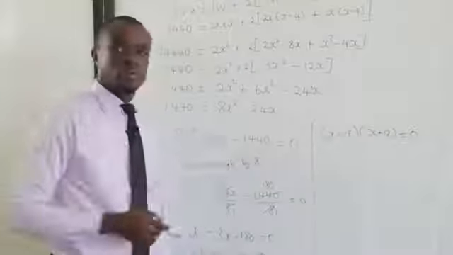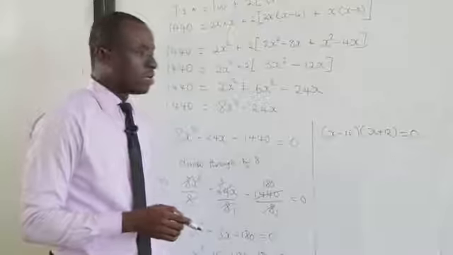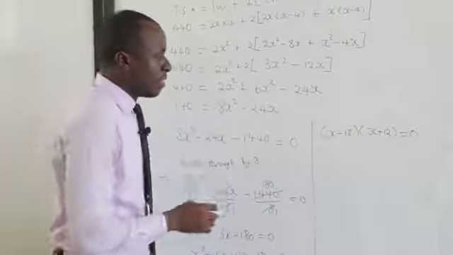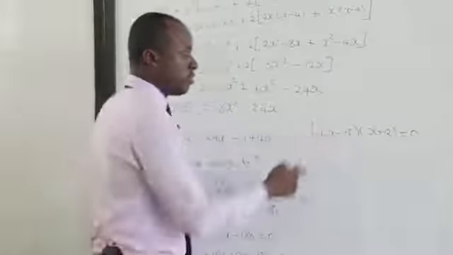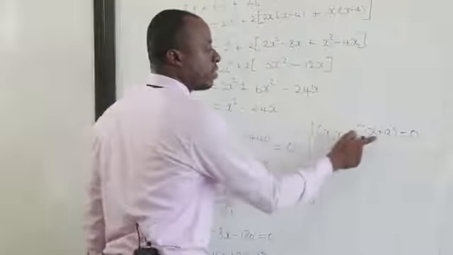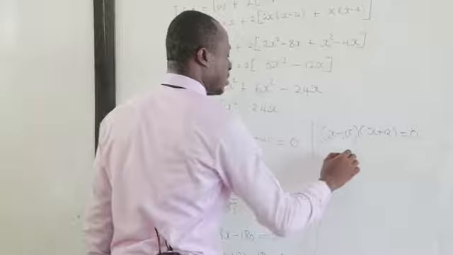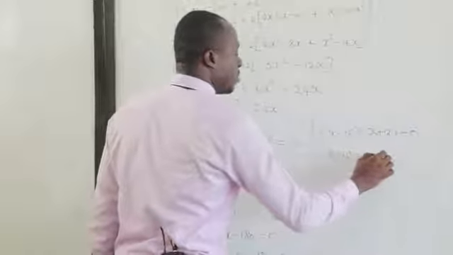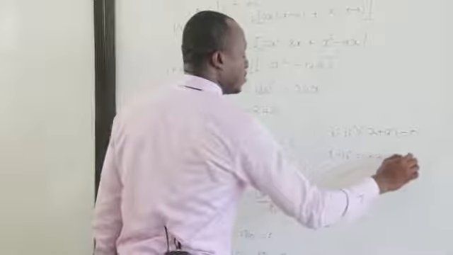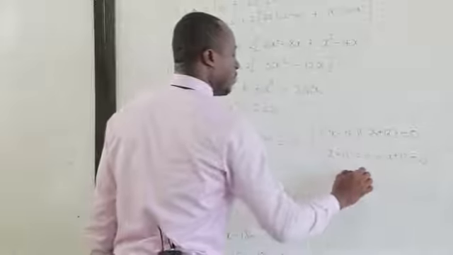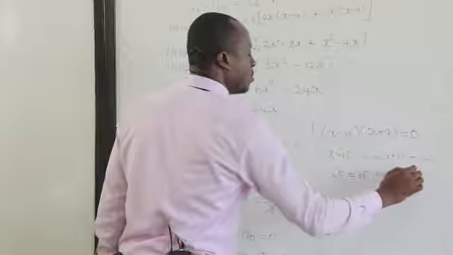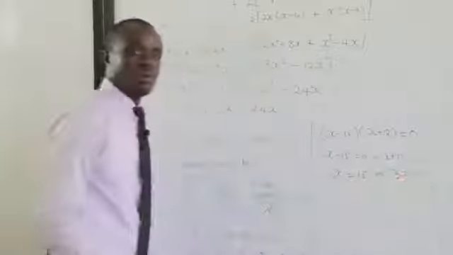Now, we are multiplying two things equal to 0. What should we do? We use the null factor. If you have two things multiplied equal to 0, we say that x minus 15 equals 0, or x plus 12 equal to 0. So you have x equal to 15 or x equal to negative 12.